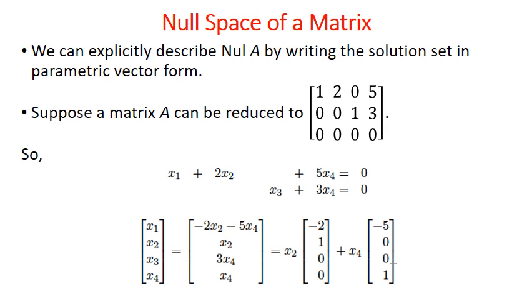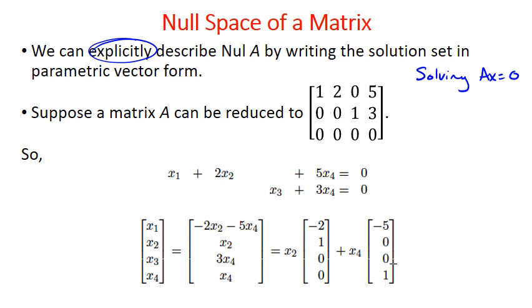In this section, you will see information about describing implicitly and explicitly. And in this example, we want to explicitly describe null of A. In order to do that, we will write a solution set in parametric vector form. Again, stuff that we've already done. So by solving Ax = 0, this will produce the explicit description of null of A.